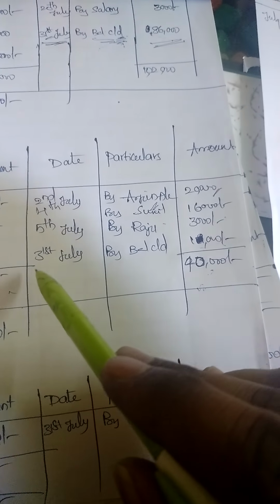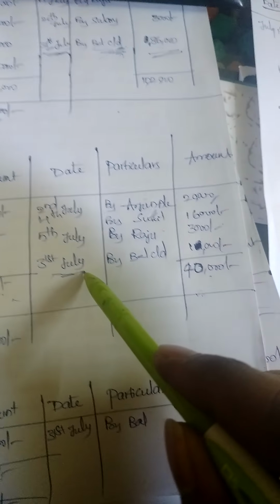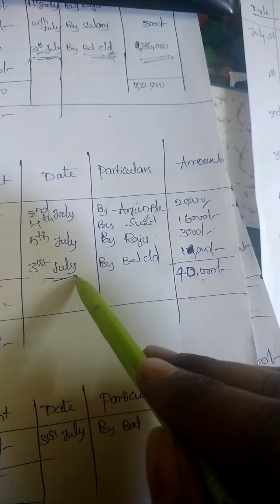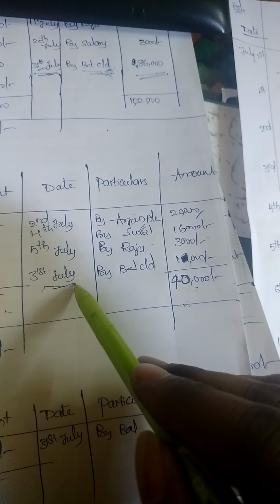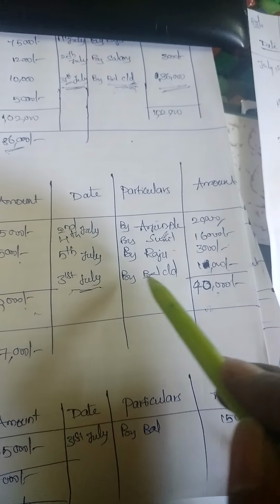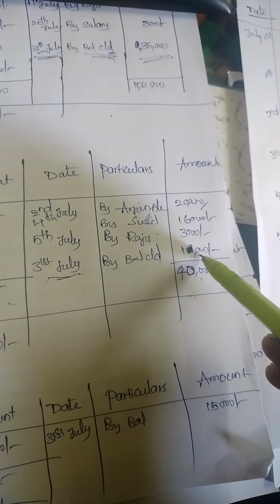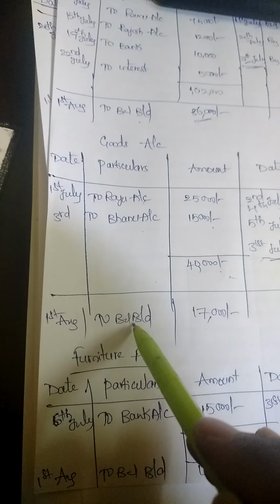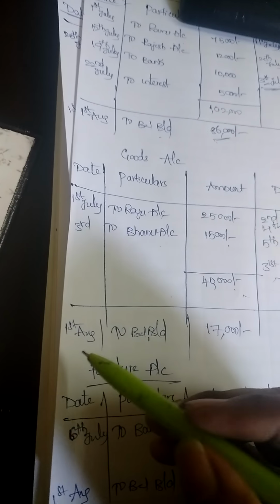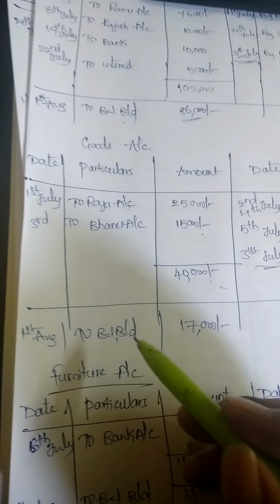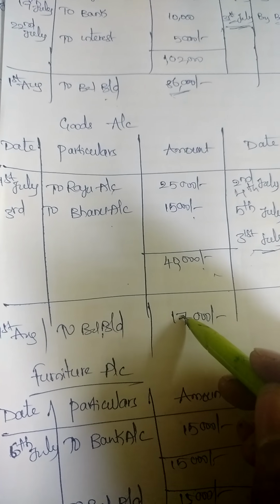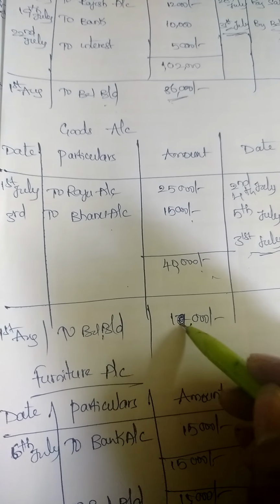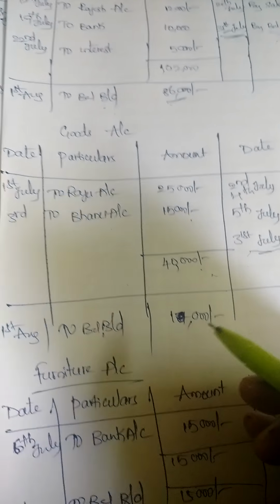That is how to write the balance amount on the last day of the month. Last day means 31st July. The balance amount is 1,000 rupees. Next, the same amount should be carried down to the next month, that is 1st August, as balance brought down. The amount is 1,000 rupees.